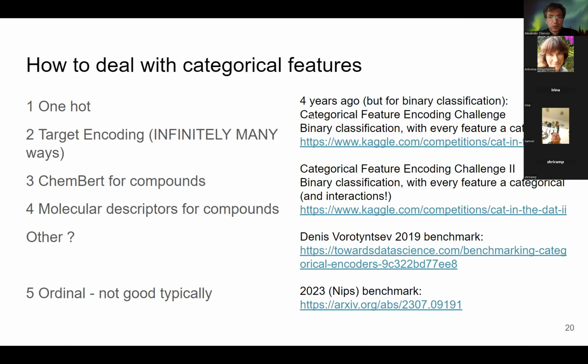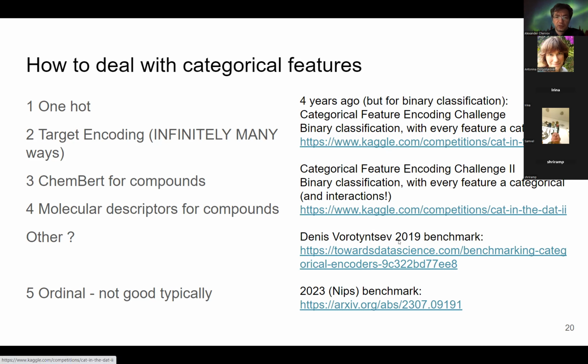This topic of categorical feature encoding is quite popular in data science. There were, for example, two competitions on Kaggle which were devoted to working with only categorical features. Actually, there was some difference because it was binary classification, and now we have a regression task. But still, I think many approaches from there, with lots of notebooks shared in those competitions, can be useful. Actually, there were two: Categorical Feature Encoding Challenge 1 and 2.